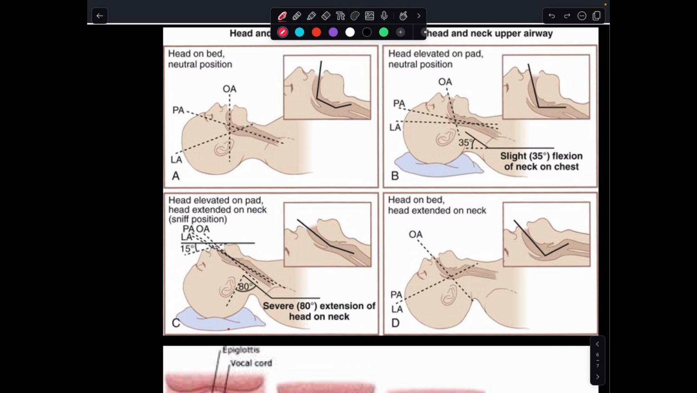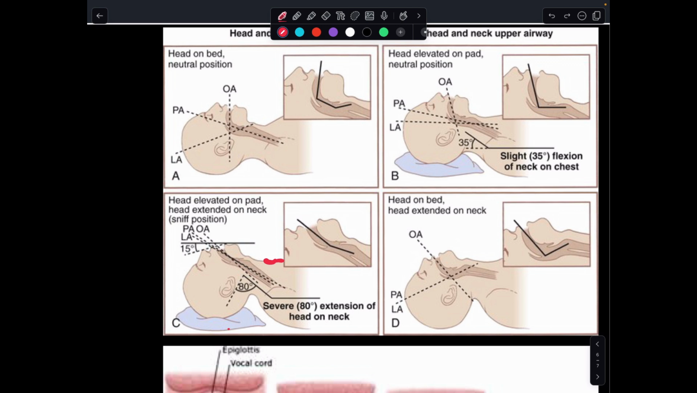So along with performing this head extension, you're also going to want to elevate the patient's head. Now, what that's doing is kind of hard to see in this image, but when you elevate this patient's head, you're causing a flexion of the lower neck where it meets with the chest. And instead of your larynx facing this way, your larynx now faces up this way. So you're aligning your laryngeal axis with your pharyngeal and oral axis now.